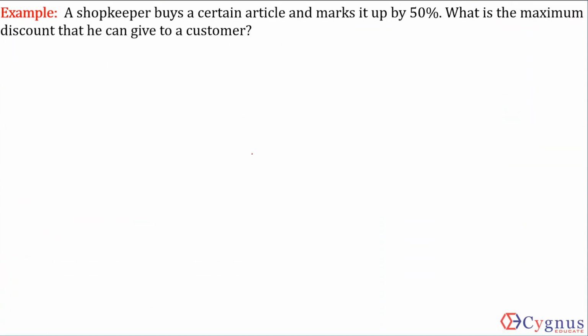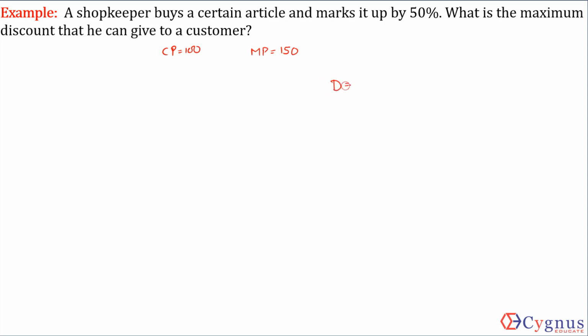Let's look at a few examples. A shopkeeper buys a certain article, marks it up by 50%. So it's better to take CP equal to 100. That means mark price becomes how much? 150. What is the maximum discount he can give to the customer? Now, what do you mean by maximum discount? He should not bear any loss here.